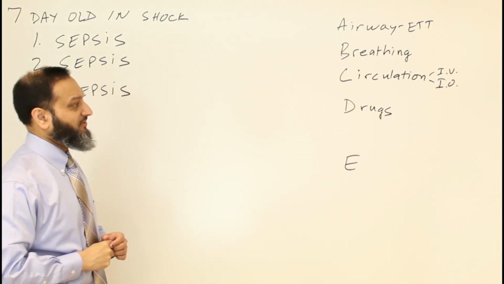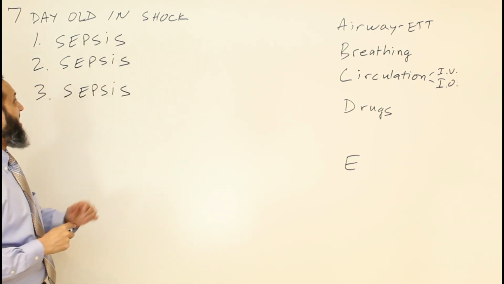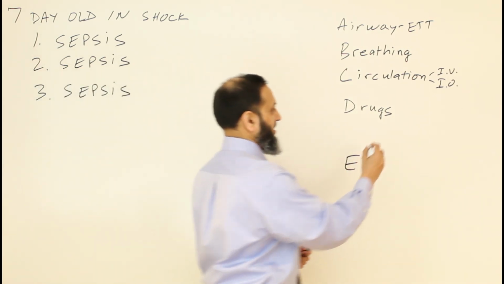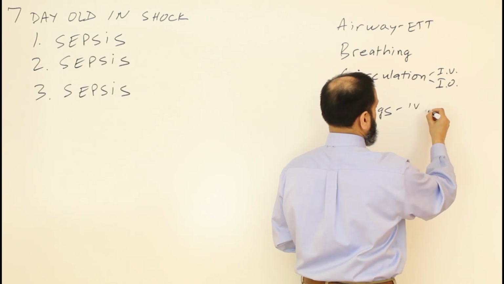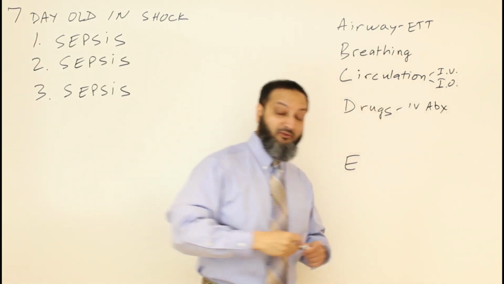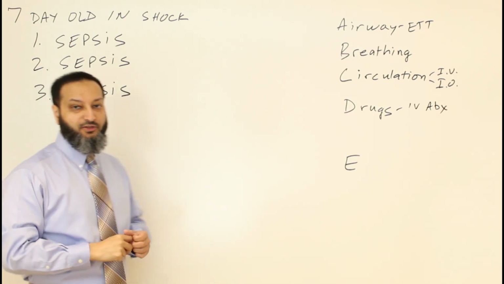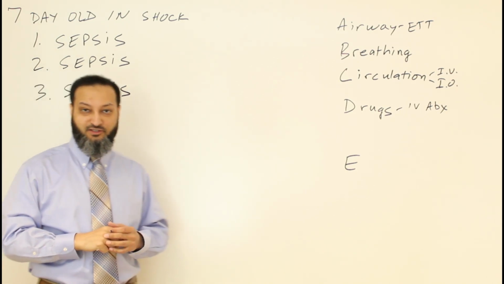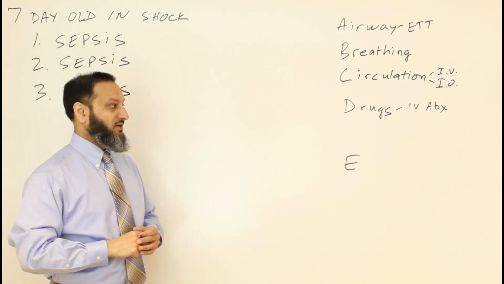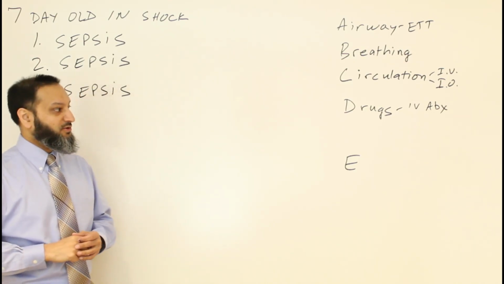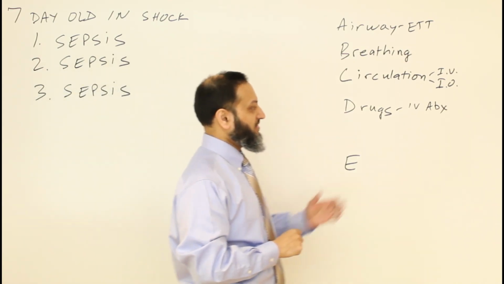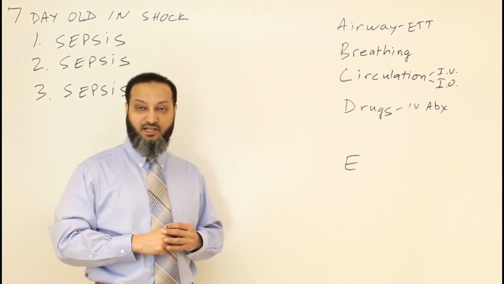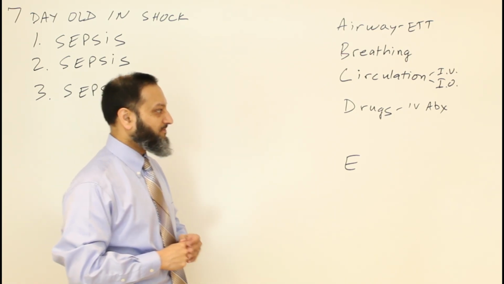In this type of patient, a 7-day-old coming in shock, as we said, the top 3 things are sepsis, sepsis, sepsis. So the drugs that you might consider using are IV antibiotics. In this age group, you think about group B strep, E. coli, and other organisms like listeria. And then you could think about other viral processes like herpes. So different antibiotics that you might consider in this newborn period could include ampicillin and gentamicin. And if you think about herpes as a cause, then you might give IV acyclovir as well.